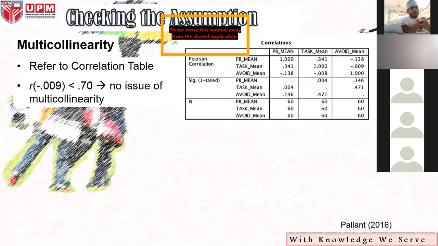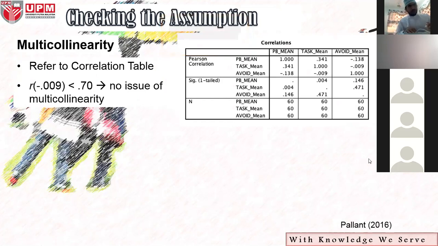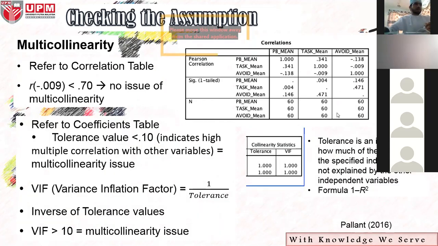Okay. So for the multicollinearity issue, to check for it, we refer to the correlation table from earlier. Based on this table, we can say that the R, where is it? The R equals negative 0.009, lesser than 0.70, and then there is no issue of collinearity. Most of the values indicate that the value is lesser than 0.7.